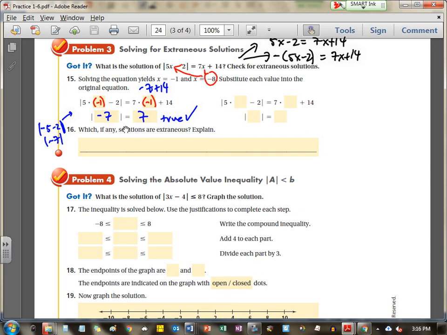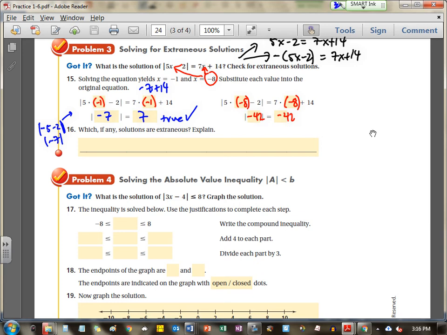Plug in the negative 8 here and here. So if you plug in 5 times negative 8 on this side, minus 2, absolute value, then you plug in negative 8 here, 7 times negative 8 plus 14. This is negative 42, and this is basically the absolute value of negative 42. You'll notice that this is no longer a true statement, because, technically speaking, this is false.